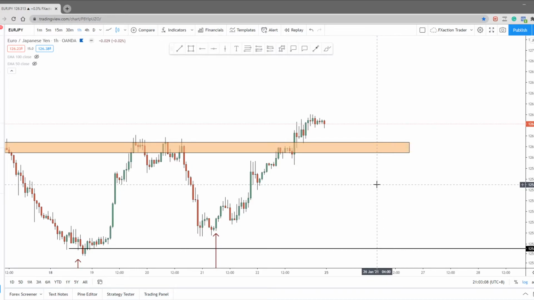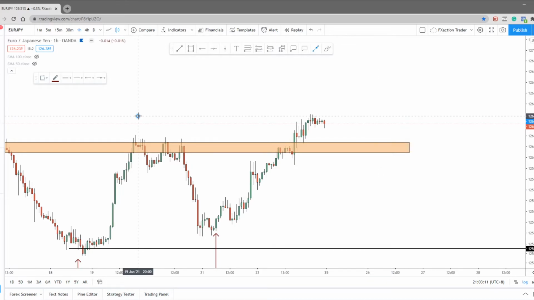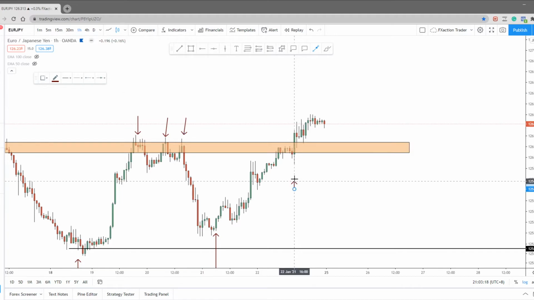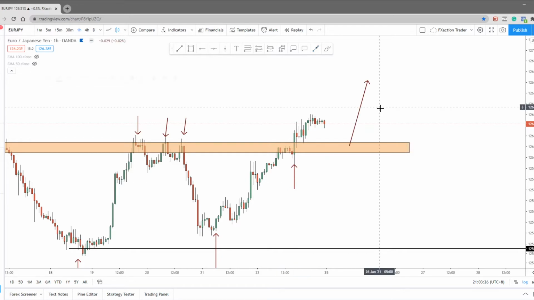So this level previously was a very strong resistance level, as you can see here, and now this level has turned into a strong support level. So I'm going to look for a buy trade at this level. When I say buy trade, I don't mean that when the price reaches this area, I'm going to look for a buy trade. No, things don't work out like this.